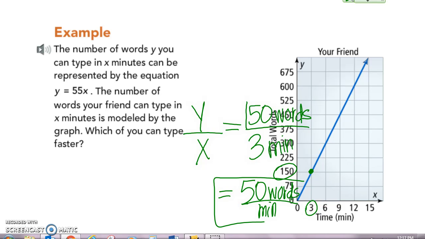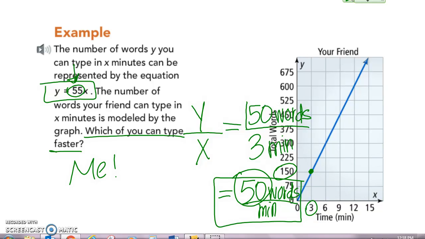So comparing this unit rate to this equation, I know my constant of proportionality is this number right here. So my words per minute is 55 words per minute. My friend's is 50. So which of you can type faster? Me. I can type faster. I can do 55 words per minute, whereas my friend can type only 50 words per minute. I got that from this graph.